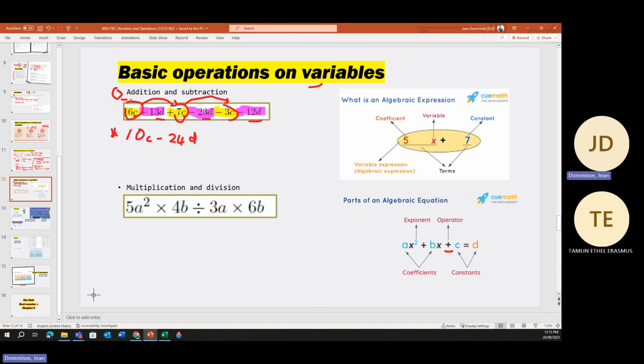So that is your addition and subtraction component, but we will also work with multiplication. With multiplication, we do that one first again. So 5a to the power of 2 times 4b. We will just add the 4b.